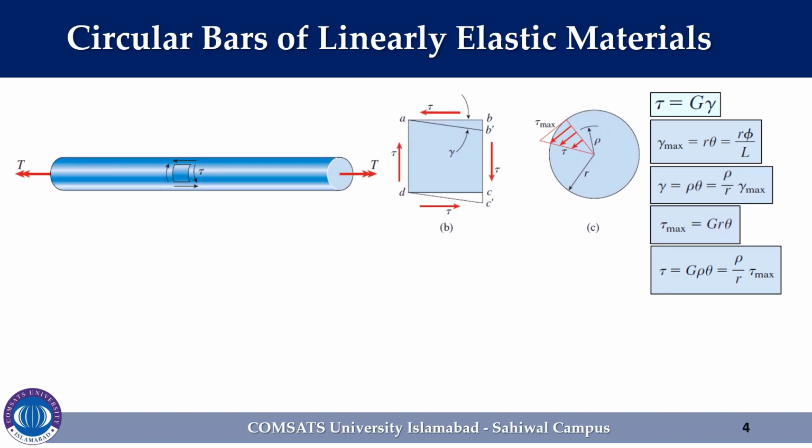So the equations of maximum stress at the outer surface of the bar and the shear stress at an interior point show that the shear stress varies linearly with the distance from the center of the bar, as illustrated by the triangular stress element here in the figure. This linear variation of stress is a consequence of Hooke's law. If the stress-strain relation is non-linear, the stresses will vary non-linearly and other methods of analysis will be needed.